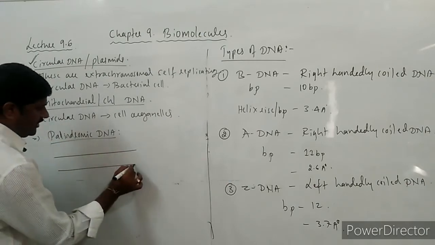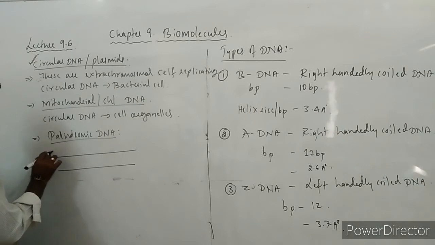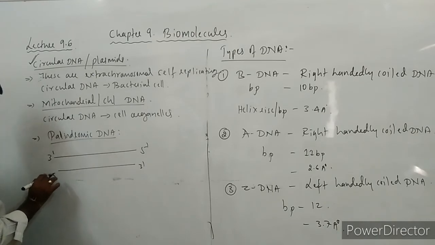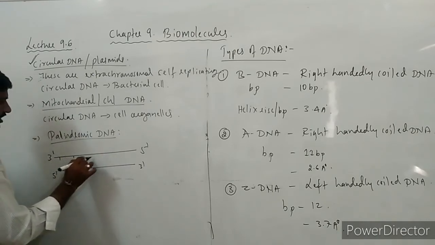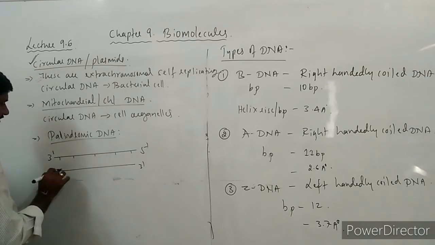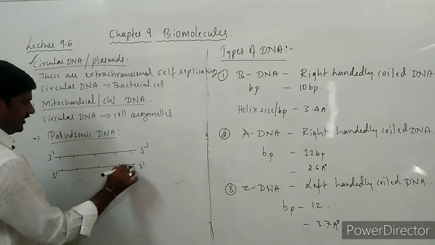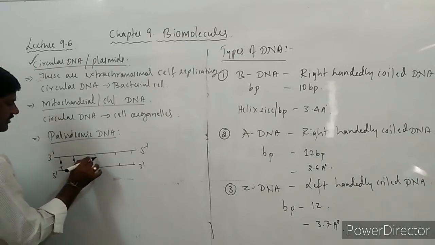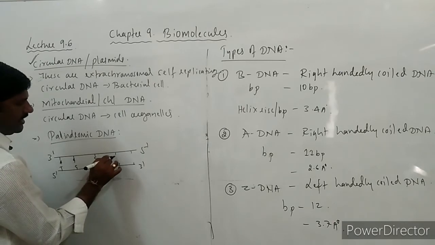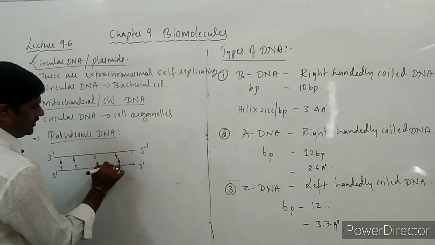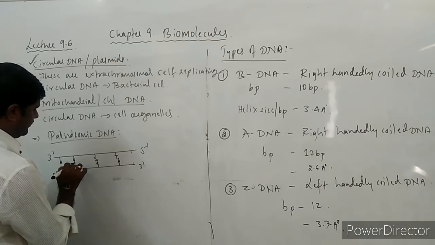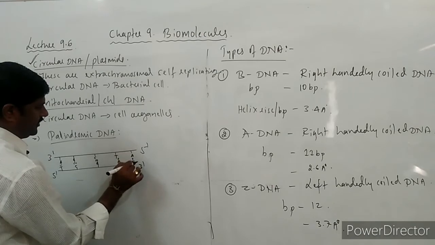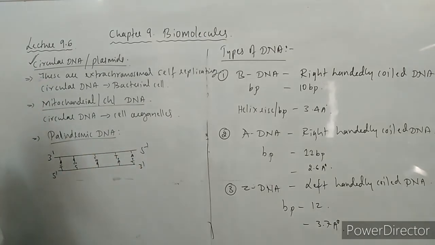This is double stranded DNA. It has two strands, one running from 3' to 5' and the other from 5' to 3'. Both are anti-parallel to each other. On this you will come across the bases. If it is A, this is T. If it is G, this is C. If it is C, this is G. Like this, T and A with double bonds, G and C with triple bonds, and here A double bond T, like this the bases that you come across.